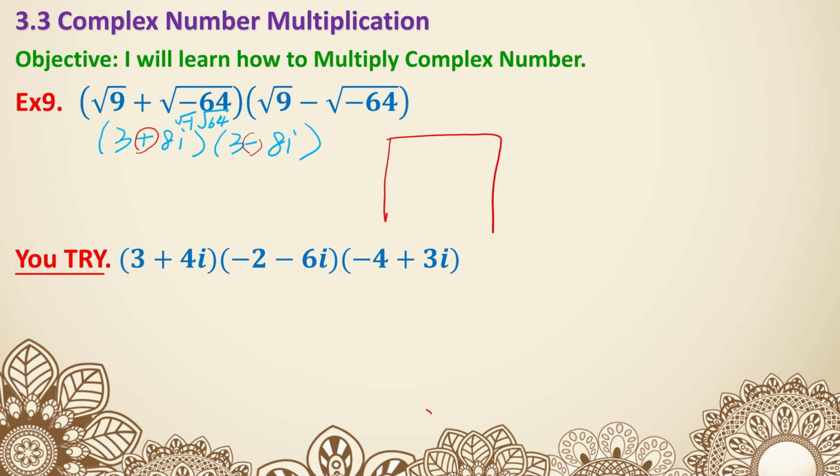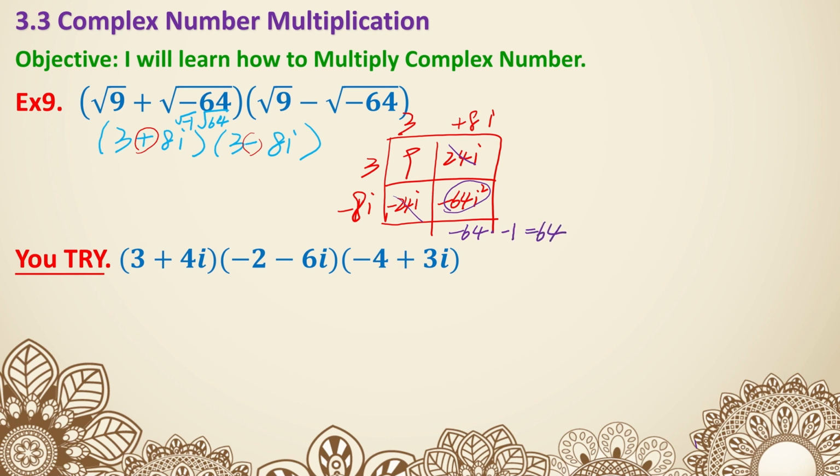We can use the box. 3, a positive 8i. 3, a negative 8i. That's a 9, 24i, and this is a negative 24i, and lastly, a negative 64i squared. Okay, 24i, negative 24i, they are cancelled. Negative 64i squared is a negative 64 times a negative 1, which is a positive 64. So final answer is 9 and 64 together, which is 73.